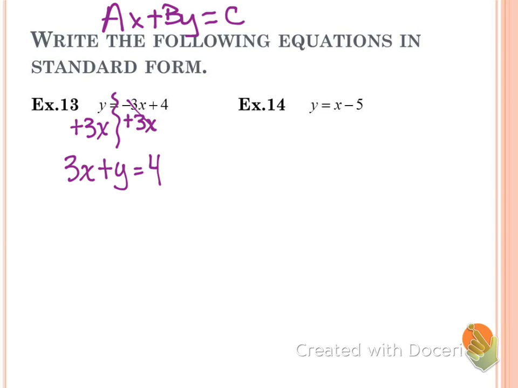Then we just have to double check all three of those rules. So are x and y on the same side? Yes. Are there any fractions? No. Is a, the number in front of x, positive? Yes. So if all of that's true, we've got it in standard form.